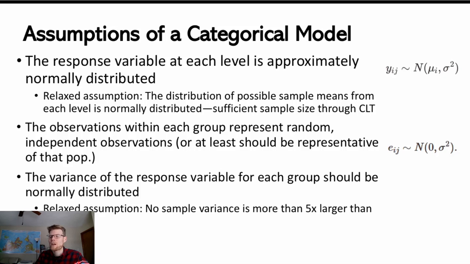So you want all the observations within a group to be independent of one another and representative of the group populations that they're coming from. Okay, so that goes into the error terms being normally distributed and independent.